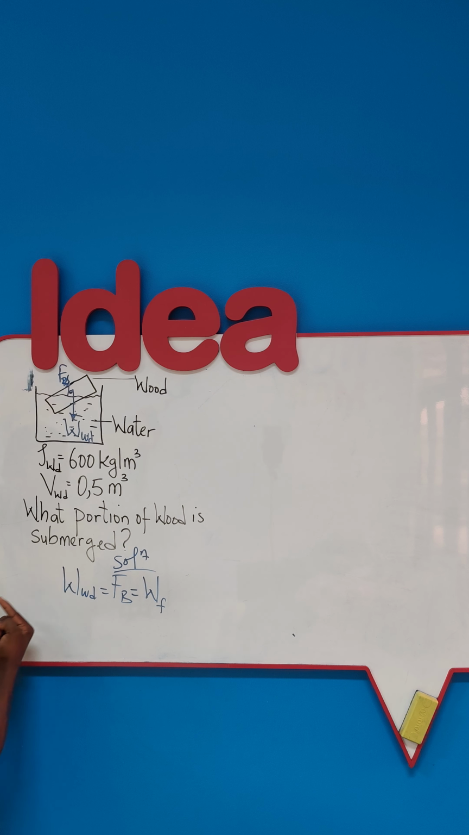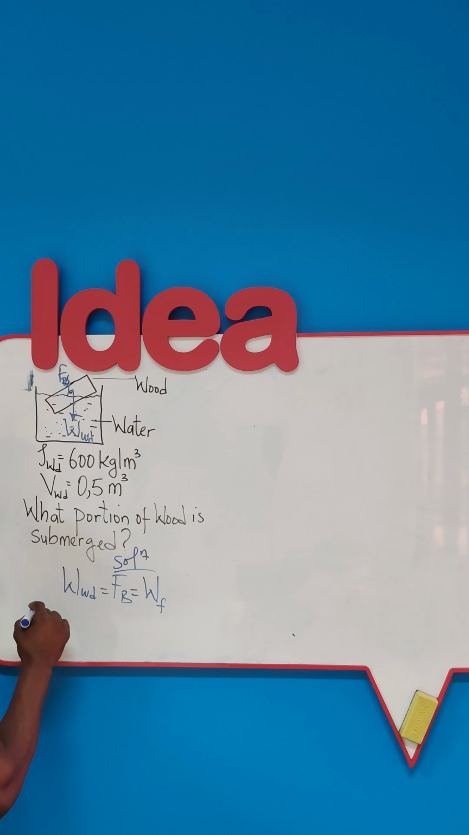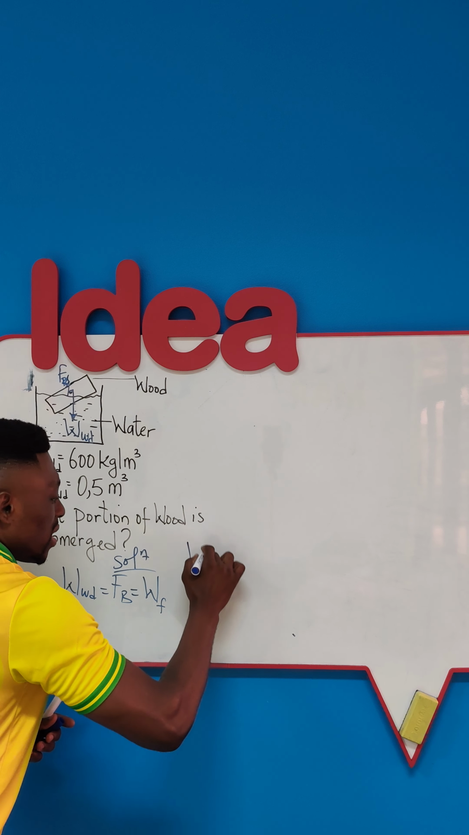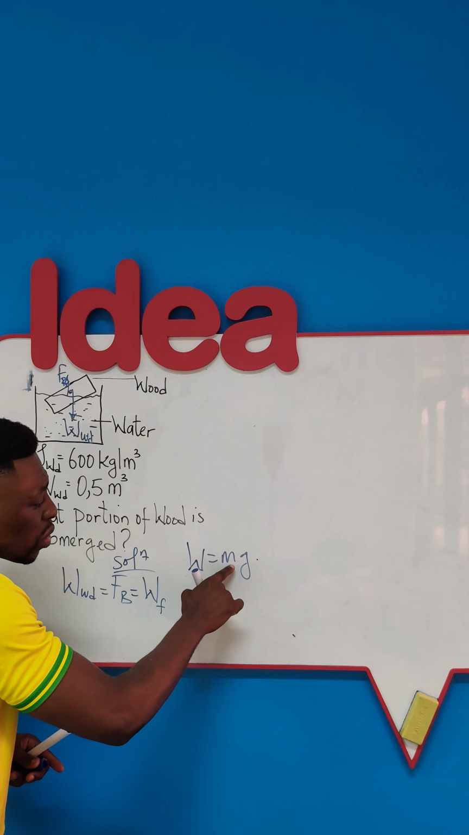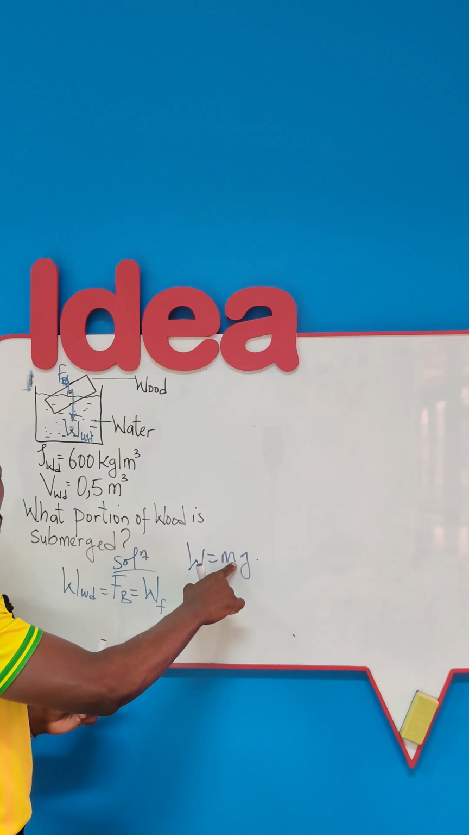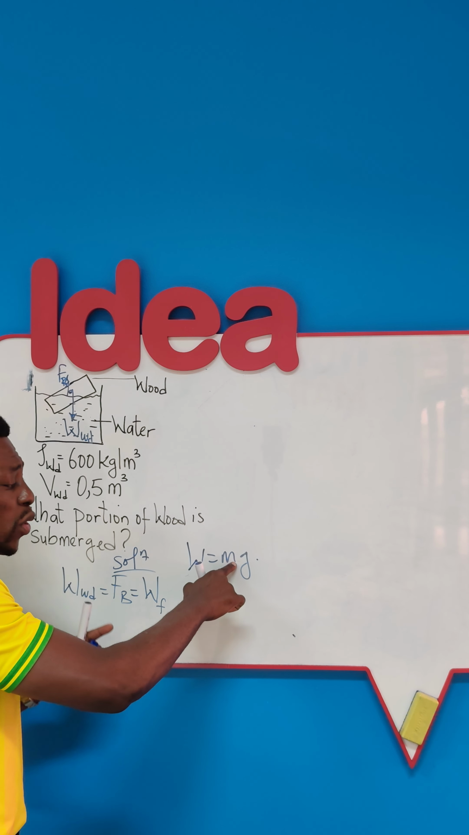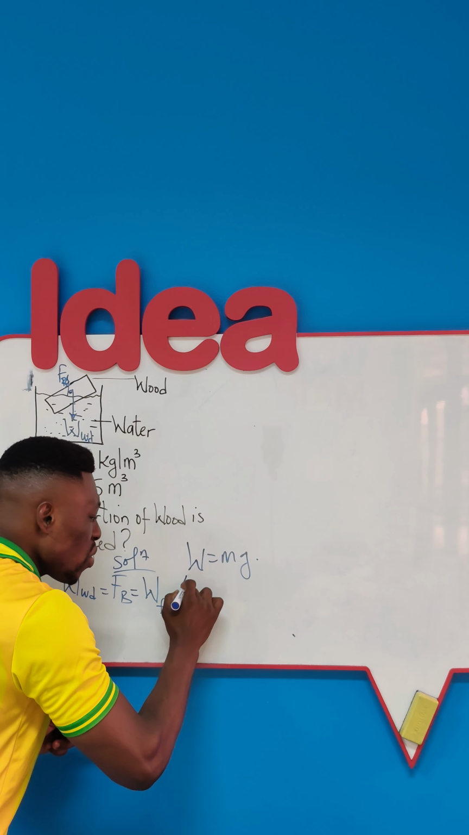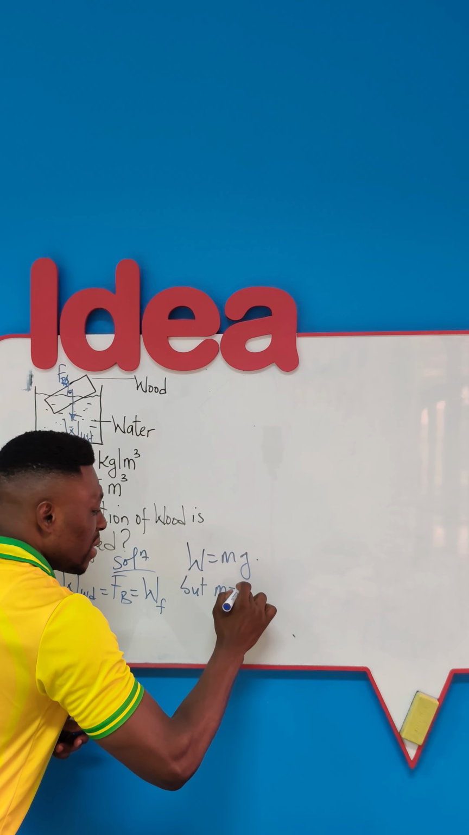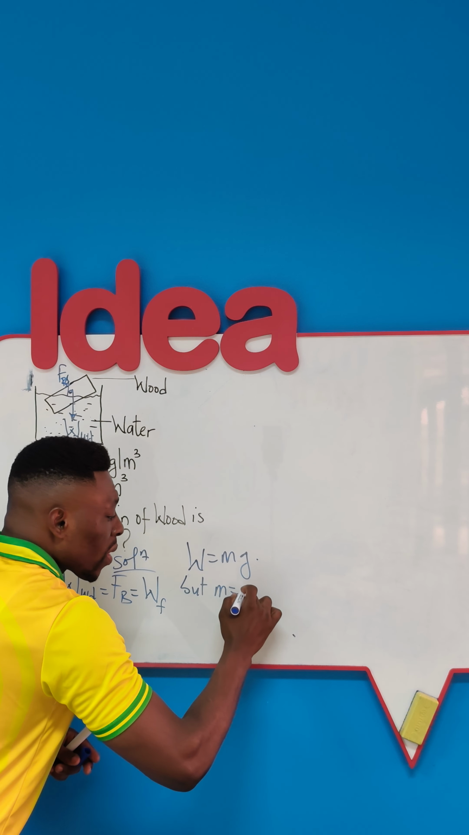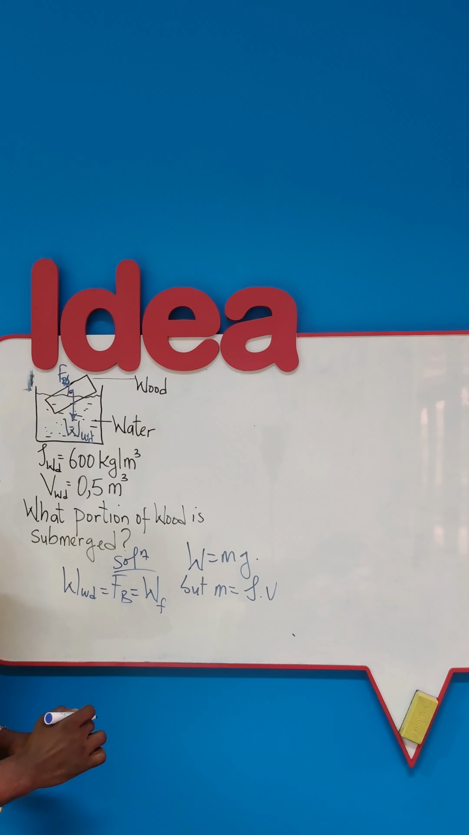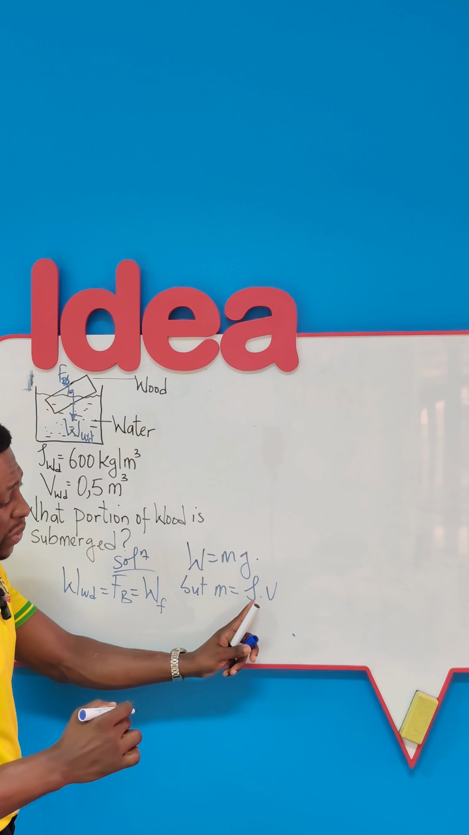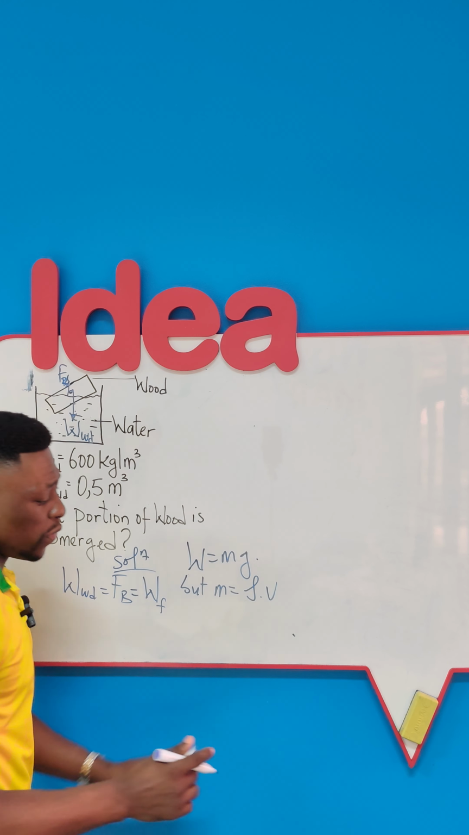All right, on the left side of the equation, what am I going to have? What's the weight of the wood? Weight, as we all know, is equal to the mass times the gravitational acceleration. But we do not know the mass of this log of wood. All we know is its volume and its density. But we know that mass can also be expressed as the product of the density and the volume. Mass can be expressed as the density times the volume.